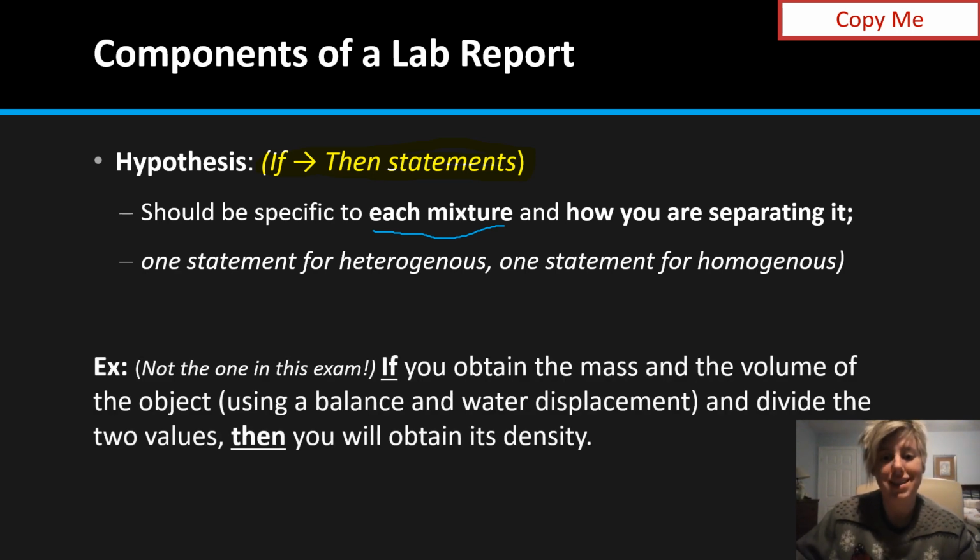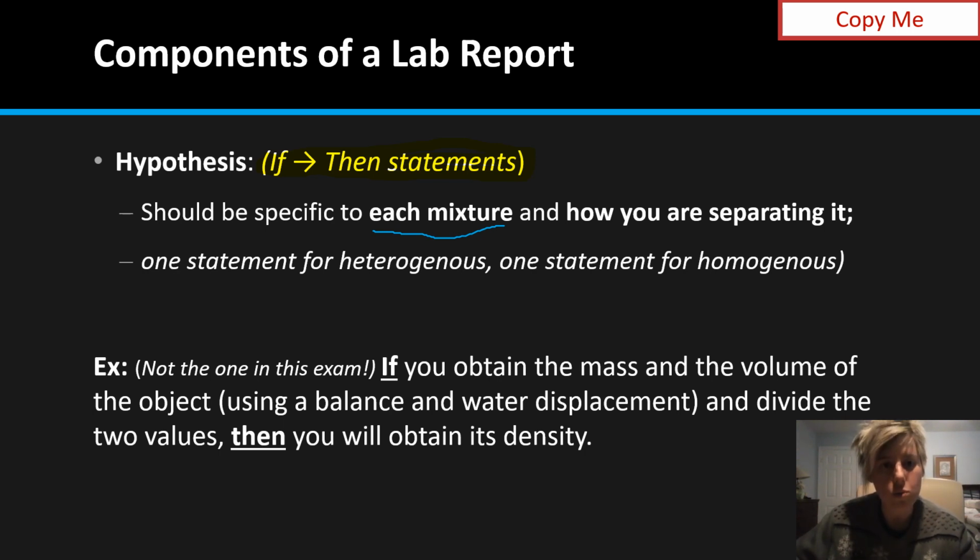So here we have an example of a really good hypothesis. And again, this is not one that is on this exam. This is actually the hypothesis that you needed for the term 1 lab exam when we were doing density. So if you obtain the mass and volume of the object using a balance and water displacement and divide the two values, then you will obtain its density.